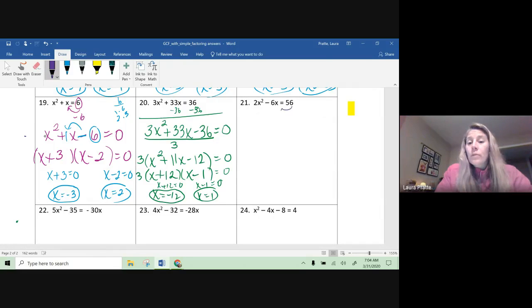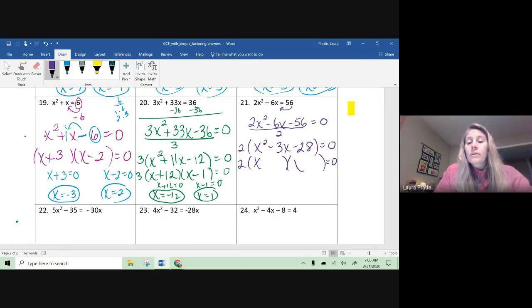For 21, we're going to move that 56 over. Now we're going to divide everything by that 2 that's in the front, so we can get rid of that coefficient on our x squared. And now we're going to finish factoring that.